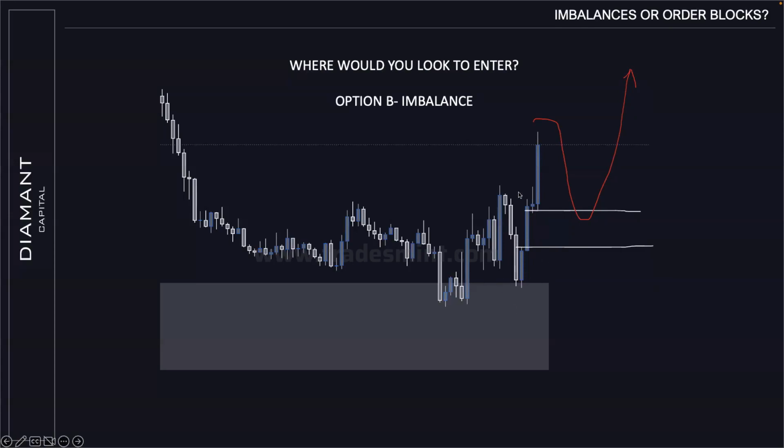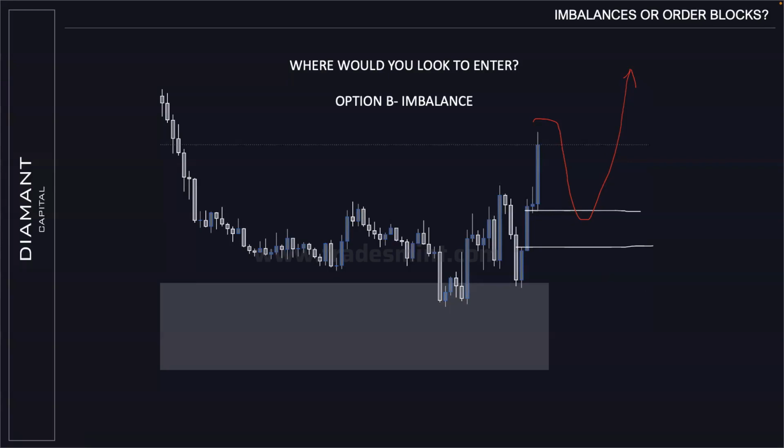That's why if you're entering on something like this on the imbalance, I would definitely recommend, or this is the way that I go about things, keeping the stop loss a lot wider and keeping it even below that order block. The whole point of this is so that we don't miss the trade. But of course, it will mean a lot less risk to reward.